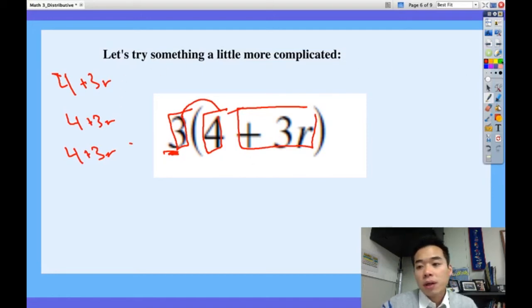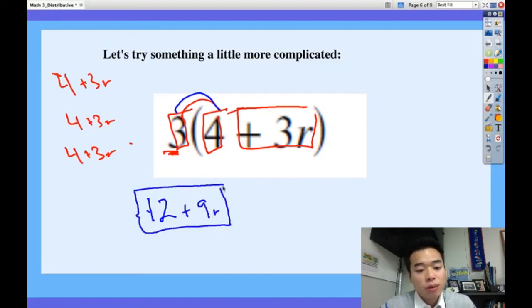And then I'm going to go ahead and multiply the number on the outside with the number on the inside. So 3 times 4, 3 times positive 4 is 12. And then I'm going to go 3 times positive 3r. That's 3 groups of 3r. So 3 groups of 3r is positive 9r. And my final simplification is 12 plus 9r.